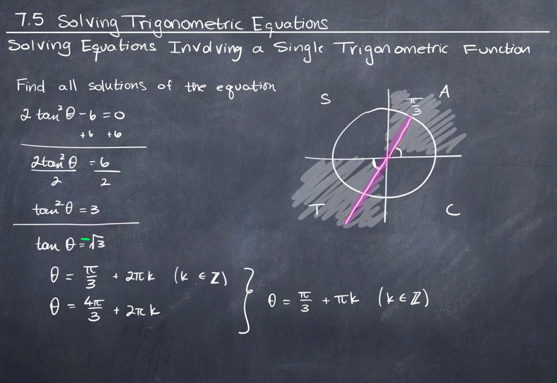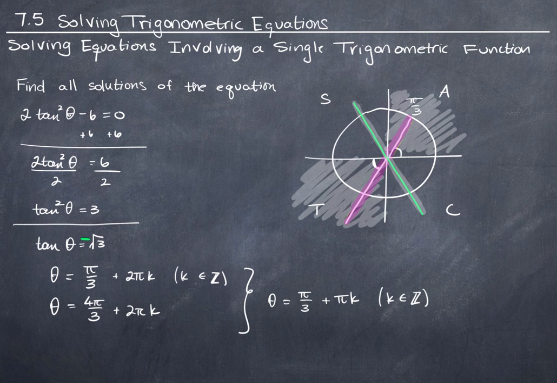Here, let me put those in. I'll do them in green. So everything that's related to the second version of this question, this one here, is going to be in green. So my first reference angle is there. My second one is there. And again, these line up, right? They fall into a straight line.